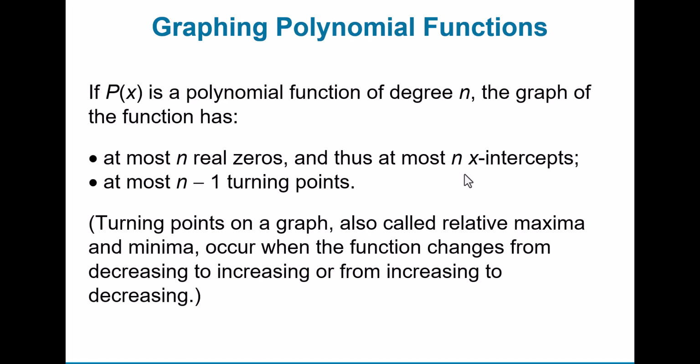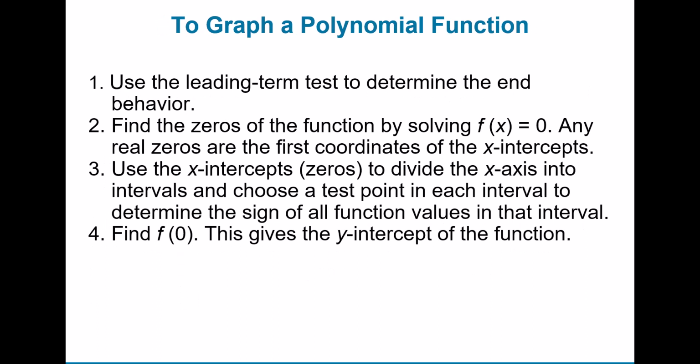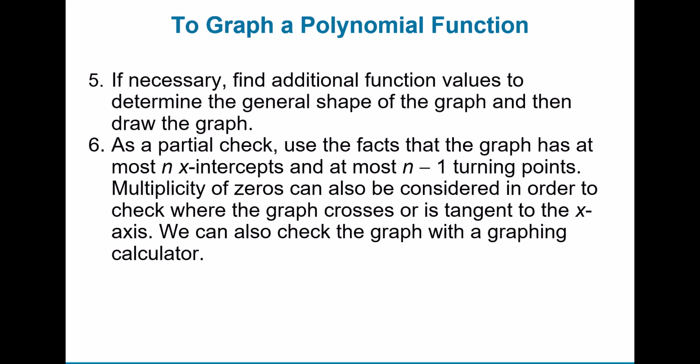It has n real zeros, and thus at most n x-intercepts, because remember that's what our zeros are, and at most n minus 1 turning points, where a turning point is just where the function is changing from decreasing to increasing or increasing to decreasing. So what we do to graph these is we use the leading term test, which we talked about in the last section. We find the zeros, these x-intercepts, good to even find a y-intercept, and look at any additional function values given. We can look at turning points, and to be able to sketch very quickly one of these graphs.